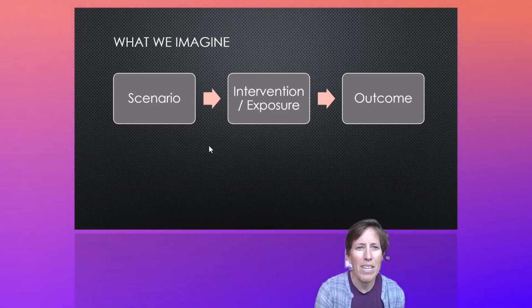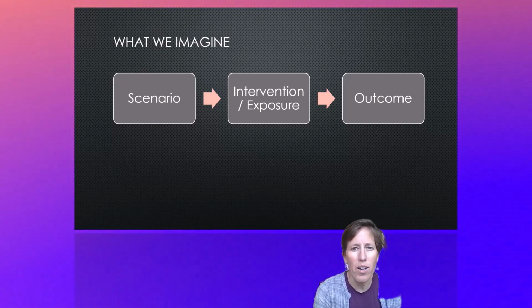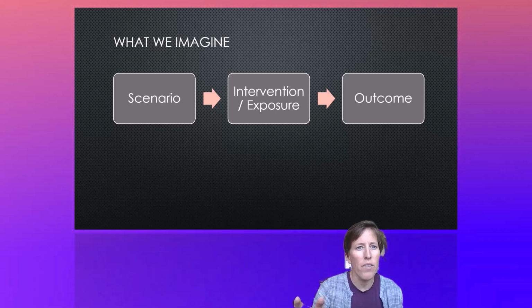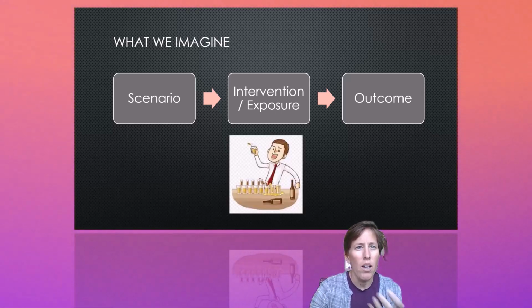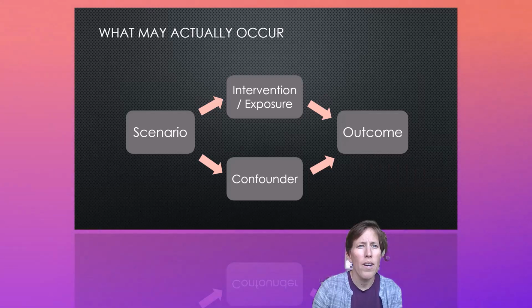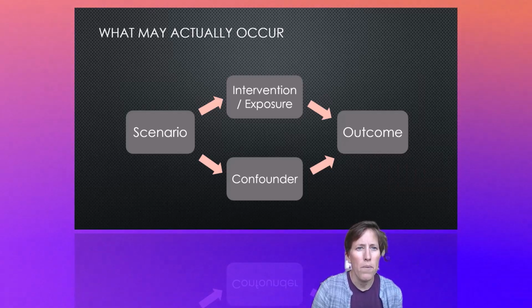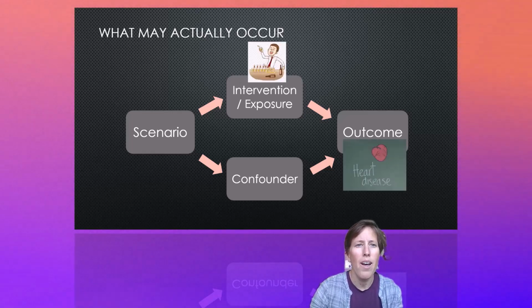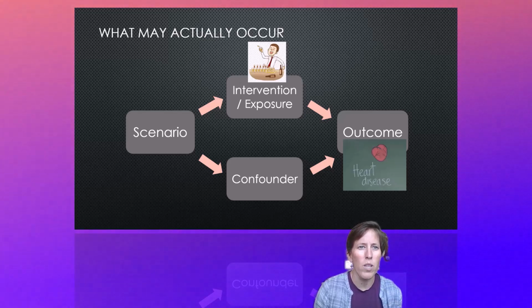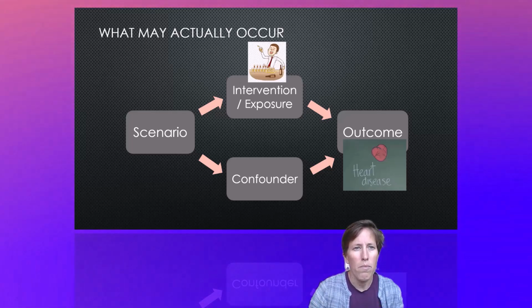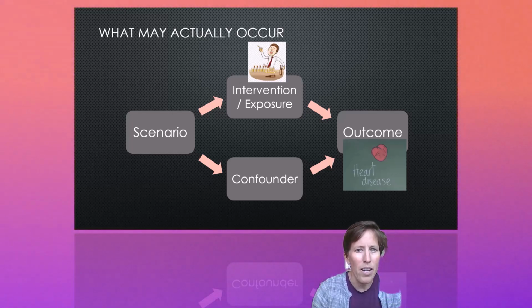Here's what we imagine in our ideal world of research. We have a scenario, an intervention, an exposure, and an outcome. Given our original example, that intervention, alcohol consumption, and the outcome, heart disease. Here's what we actually experience. We have the scenario, we have our intervention, exposure, we have our outcome, and then we have confounding variables, the other factors that also affect that outcome. So as you thought through it, what were some of those factors that might affect the outcome of heart disease?